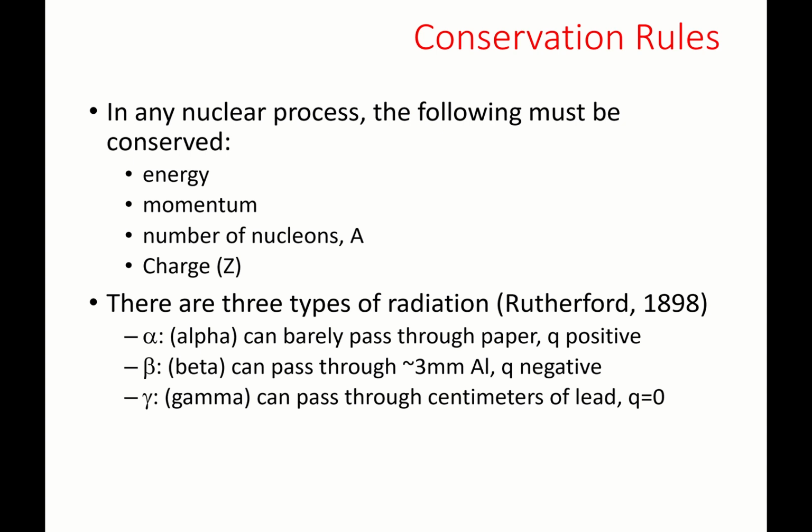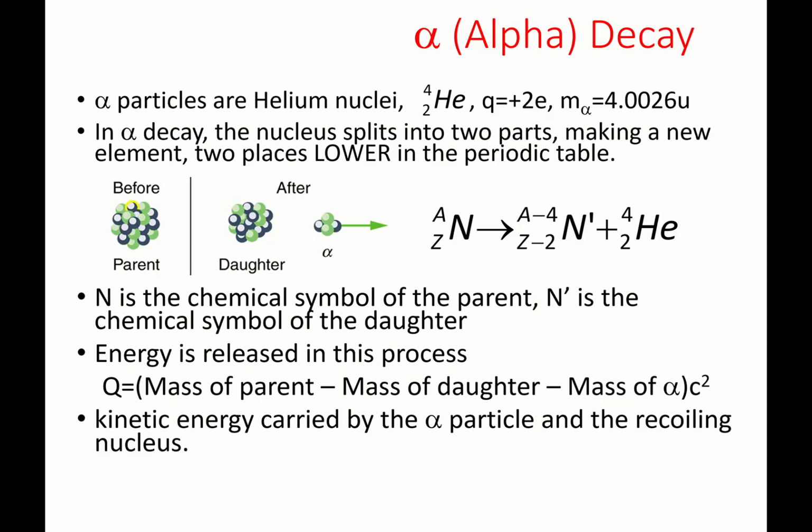So an alpha particle is a helium nucleus. It has a positive charge. A beta particle is either an electron or a positron, and a gamma particle is just a ray of light. So an alpha particle is a helium nucleus with no electrons on it. So it's got 2 protons and it's got 4 nucleons total, so 2 protons and 2 neutrons. So it has a mass that's slightly bigger than 4 atomic mass units.